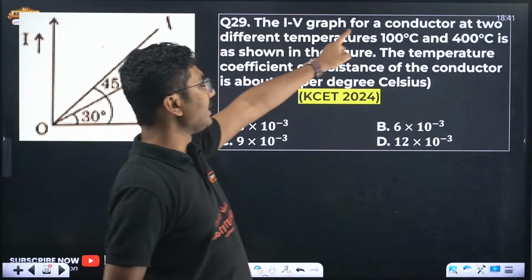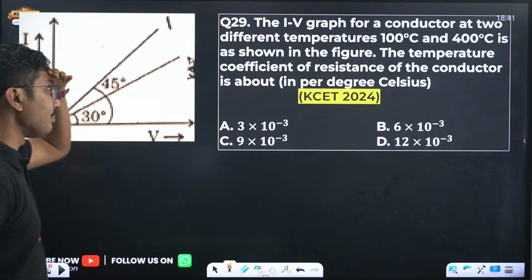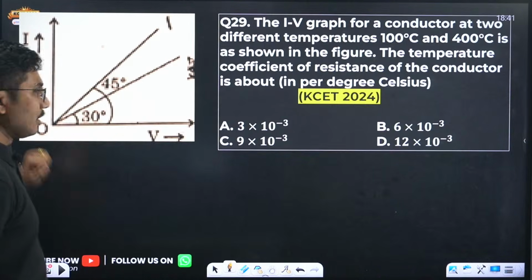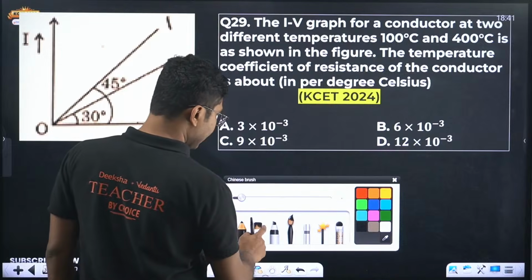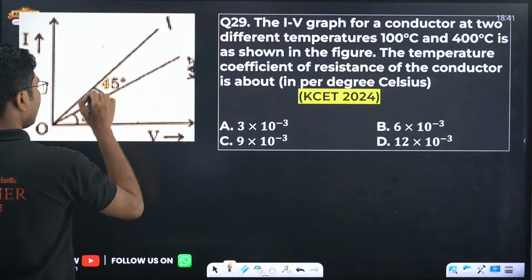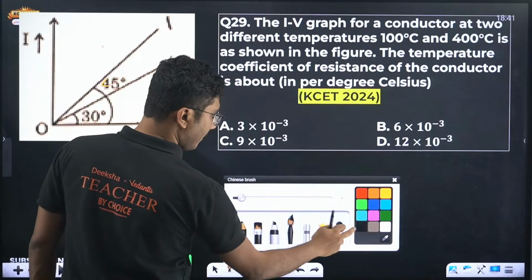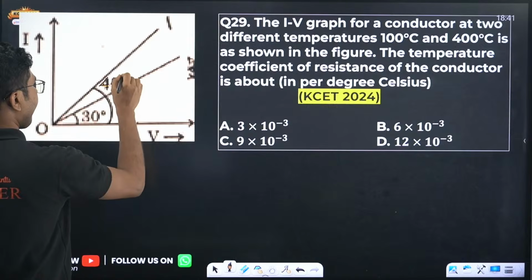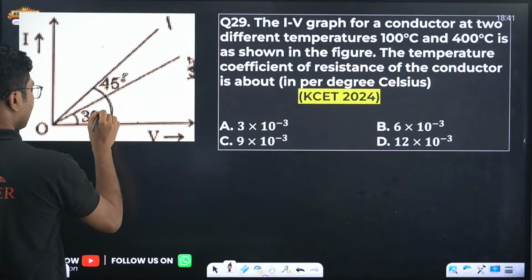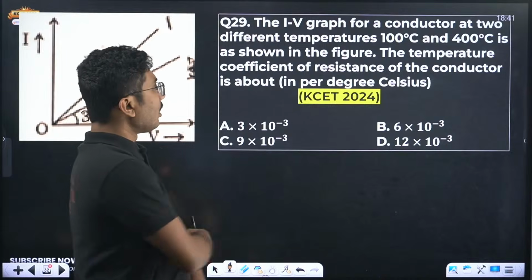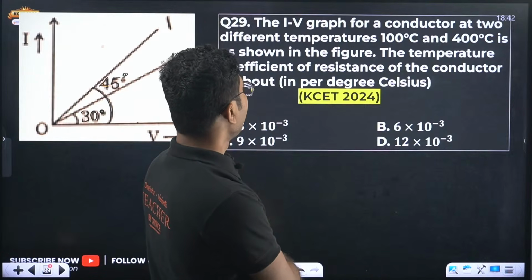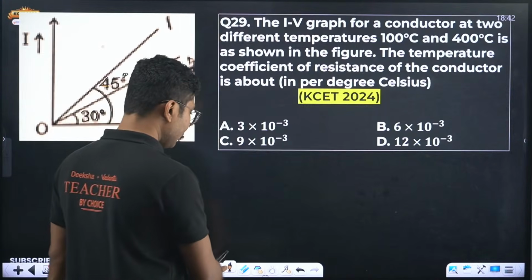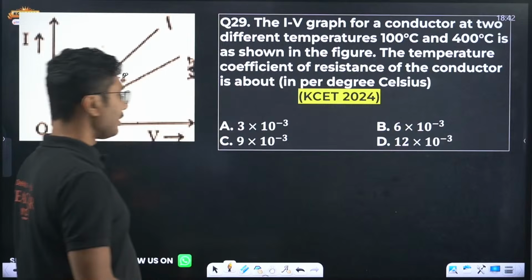The I versus V graph for a conductor at two different temperatures, 100 degrees and 400 degrees, is as shown in the figure. So this angle is 45, and this is 30. The temperature coefficient of resistance of the conductor is about. So they have given you a graph and suddenly they are asking the temperature coefficient.